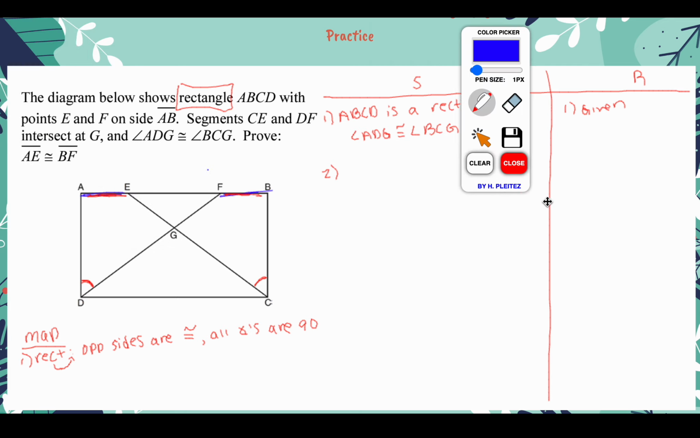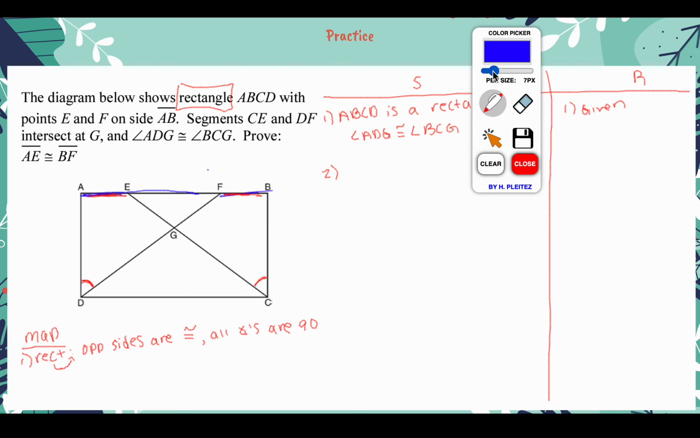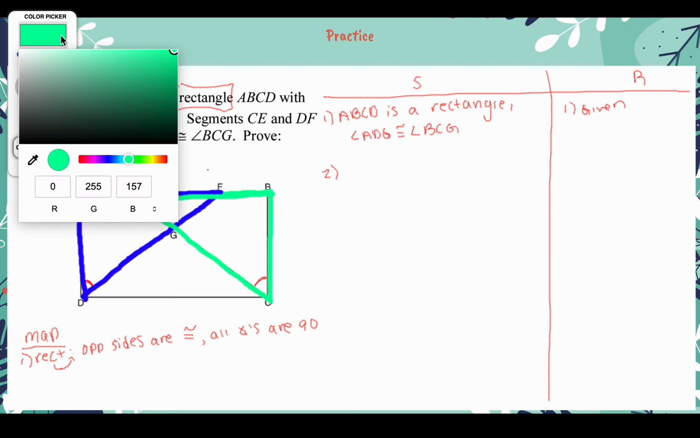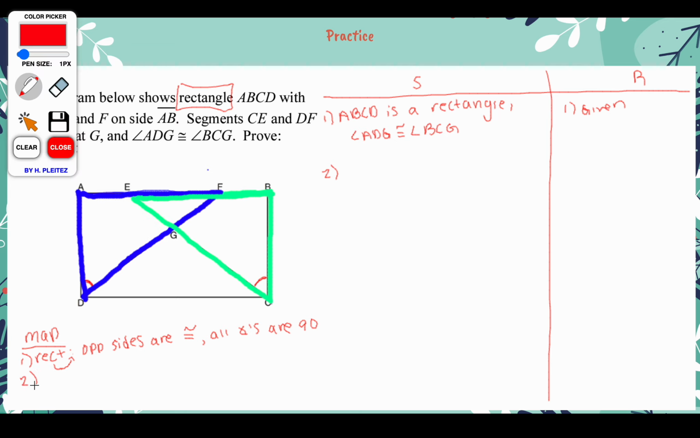So AE seems to me that it is a part of this triangle in blue right here. Now BF is a part of this triangle in green right here. So again, a lot of these proofs involve proving the congruence of two triangles first. So it's important to first figure out which triangles you even need to prove congruence of. So I know I need to prove triangle ADF to be congruent to triangle BCE. I know that has to come. And then I know I'm going to use CPCTC after that.